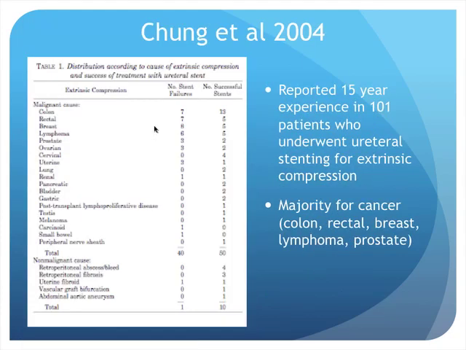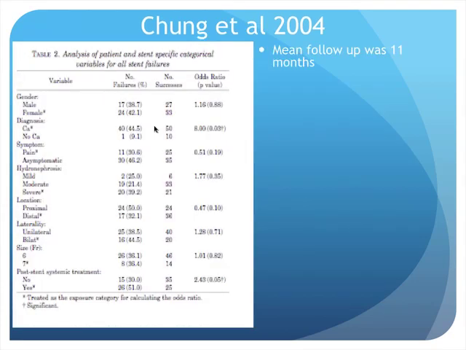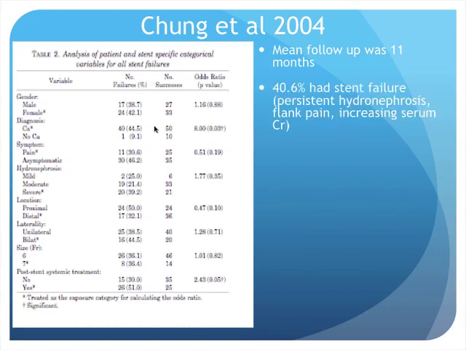There was another paper by Chung from 2004, and they looked at a 15-year experience with patients who had extrinsic ureteral compression and stenting. The majority of these patients had cancer, either of the colon, rectum, breast, etc. Their mean follow-up was 11 months. 40% had stent failure, specifically persistent hydronephrosis, flank pain, and increasing serum creatinine.